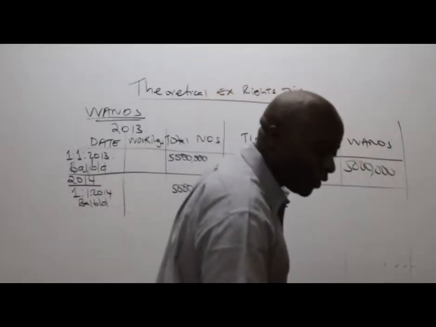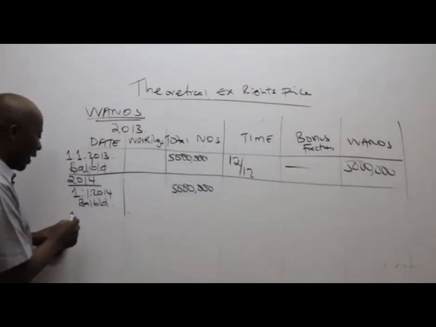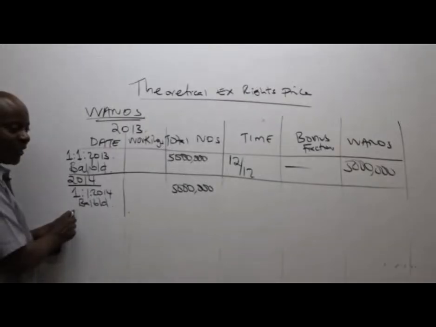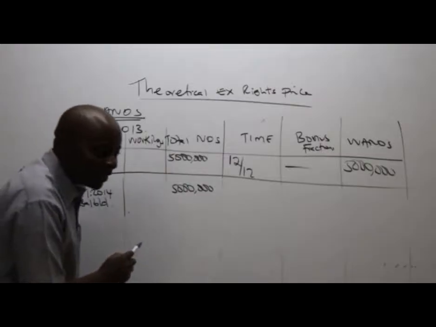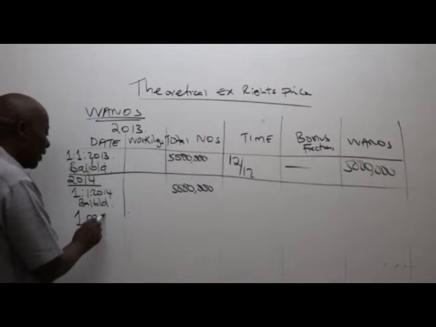So we have a very important date. Which date is this? Can somebody remind me the date of the rights issue? They say it is the first of when? 1st February. 1st February 2014. We had a rights issue.